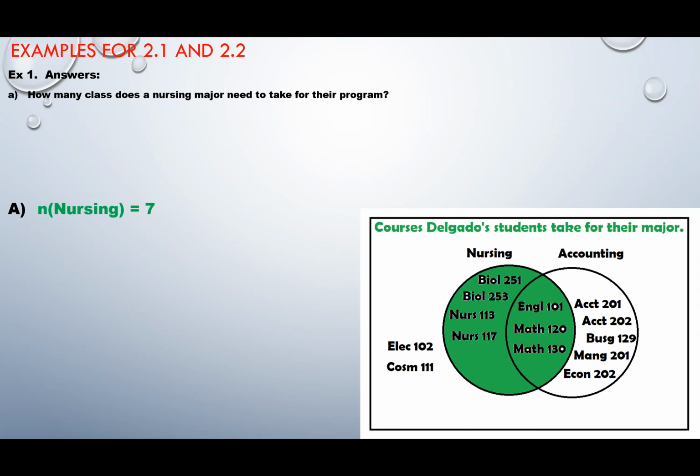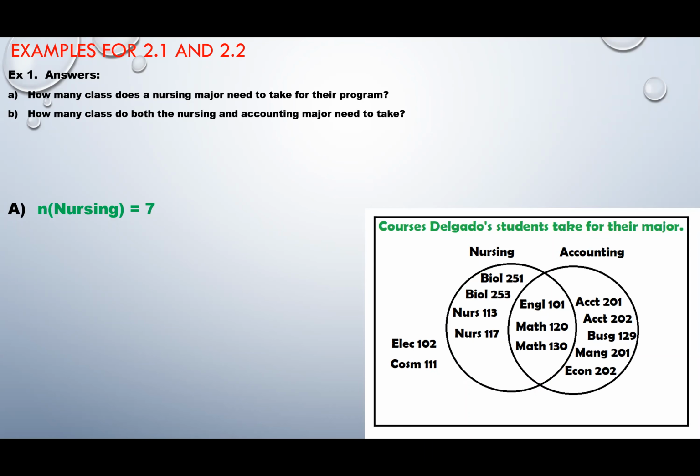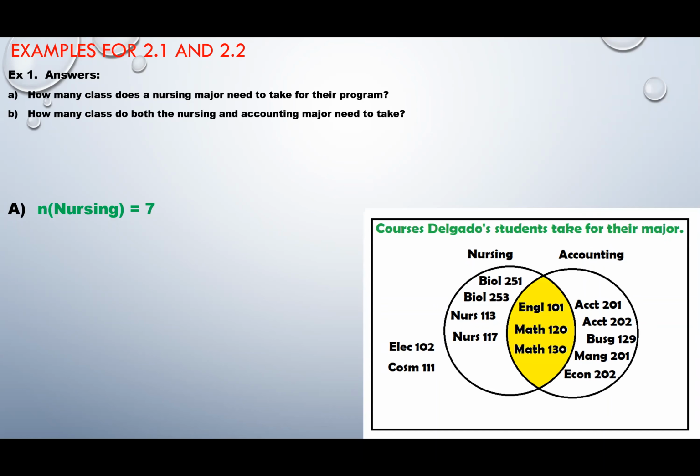And secondly, the next question they ask you, how many classes do both the nursing and the accounting major need to take? So remember, both of them, this biology, the accountant doesn't need to take, right? Both of them means the intersection of the two. Both the nursing and the accountant, so what is the intersection? Where do both of them share? The 3 classes that they share are English, Math 120 and Math 130, which are the 3 courses that both the nursing and the accounting major need to take.